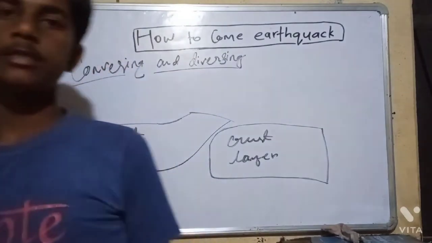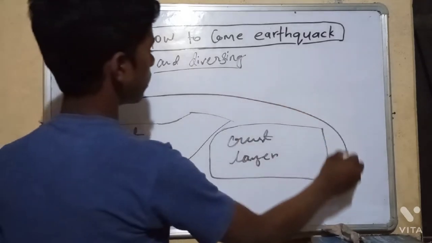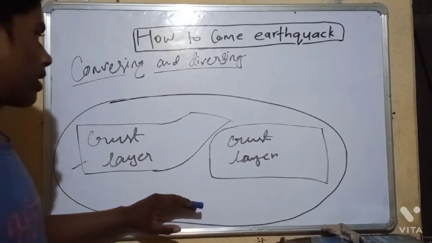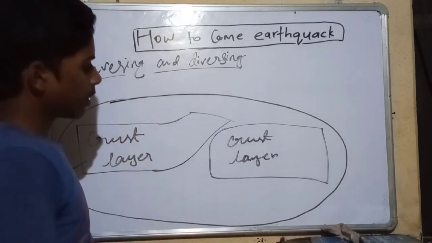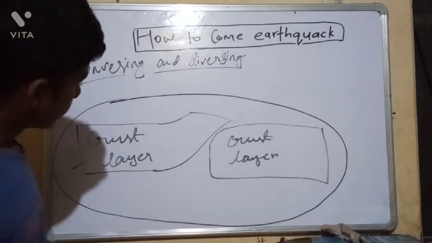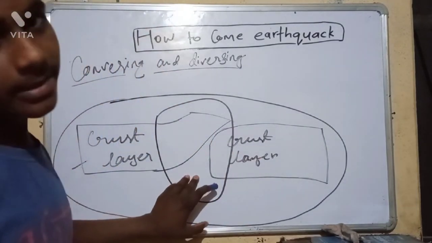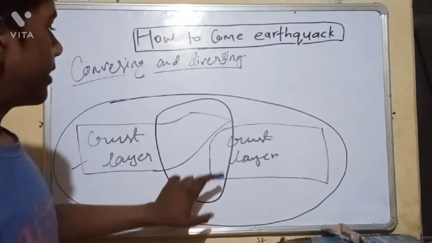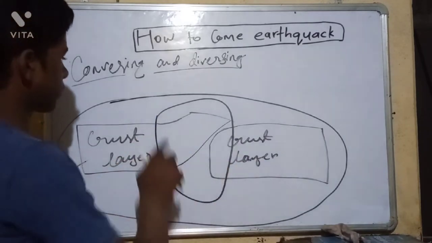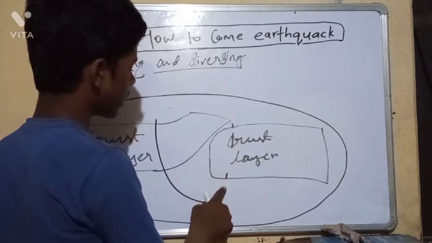Now we are going to discuss converging and diverging of crust layer. So it is the case of converging of crust layer. First of all, it is a crust layer. It is another crust layer. That place is called a seismic zone, and it is the place where two tectonic plates meet. Both are tectonic plates. So in this case these plates are going to converge.